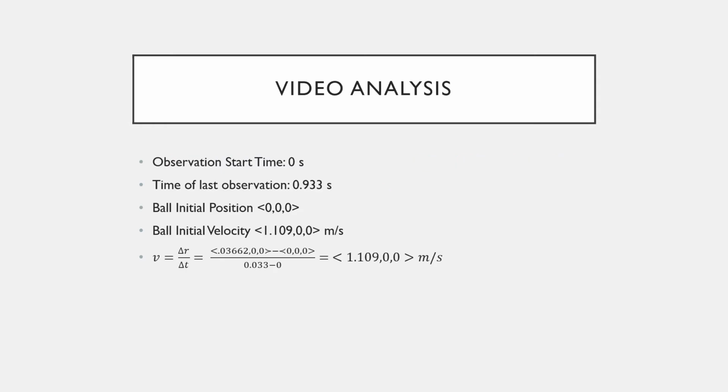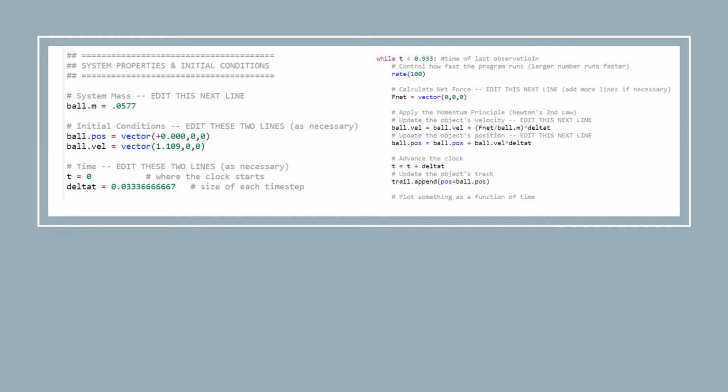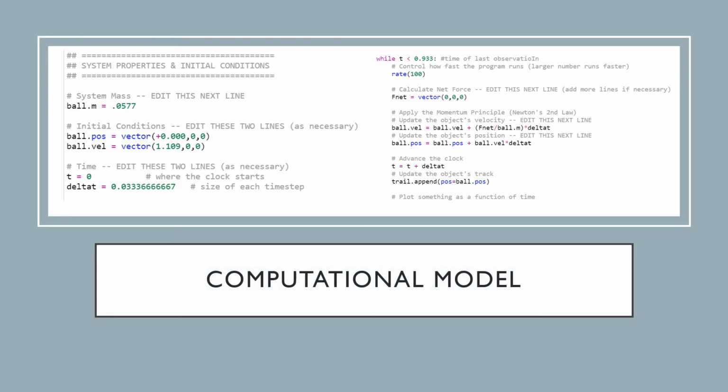From Tracker, I obtained the observation start time, time of the last observation, and the ball's initial position vector. I then calculated the ball's initial velocity vector using the first two position data points and the corresponding time data points. This corresponded to 1.10900 meters per second. Using the data from the experiment, I created a computational model of the ball's motion in GlowScript.